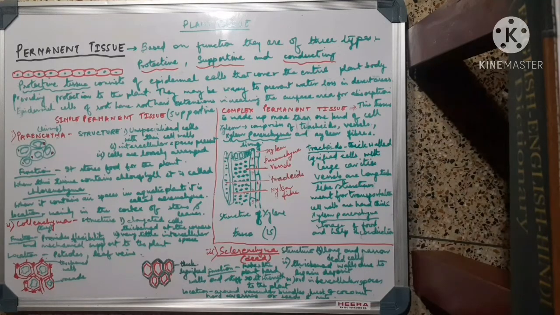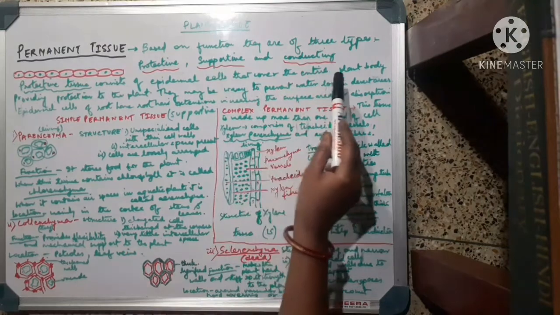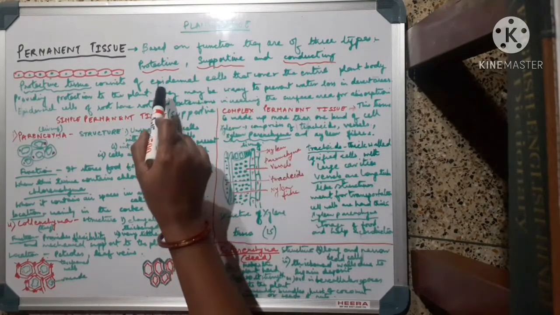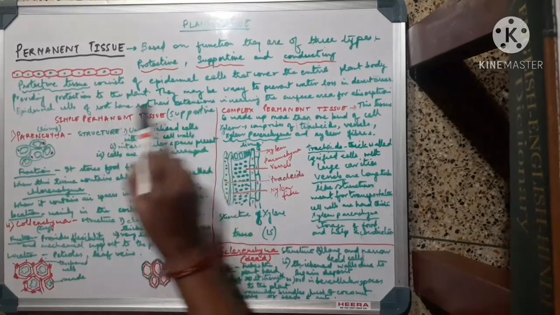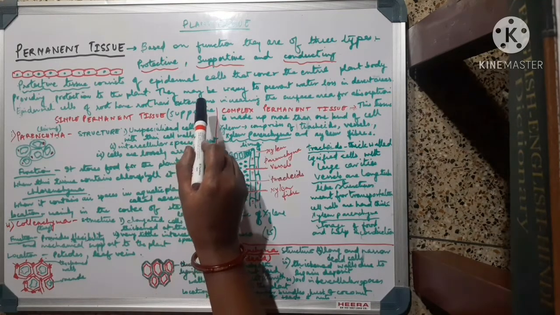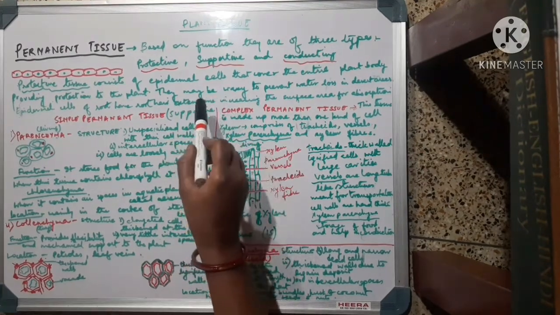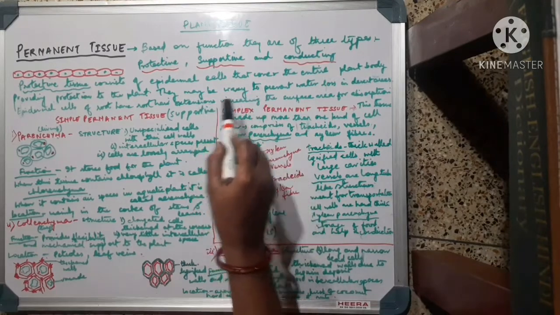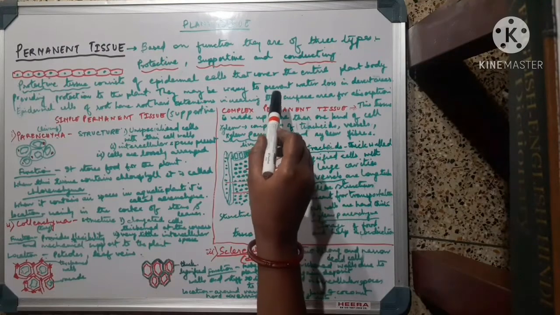Now, the second important plant tissue is permanent tissue. Based on function, there are three types of permanent tissue: protective in nature, supportive in nature, and conducting in nature. When it comes to protective permanent tissue, the epidermal layer of cells covers the entire plant body and provides protection to the plant. Depending on the location of the epidermal cells, on the leaf or on the stem, they may vary in their structure, or have an extra layer of cuticle to help the plant adapt to the environment in which it is living.